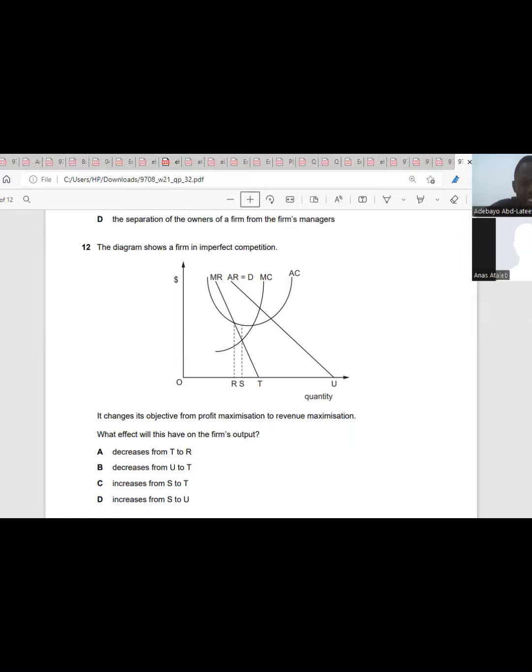So now they said it changes its objective from profit maximization to revenue maximization. What effect will this have on firms' output? When you change your objective from profit maximization to revenue maximization, what will happen to your output? You are thinking of revenue, you want to make more revenue. Will you increase your output or reduce it? Increase it, and that will be expansion from S to T. Okay, so it's C.